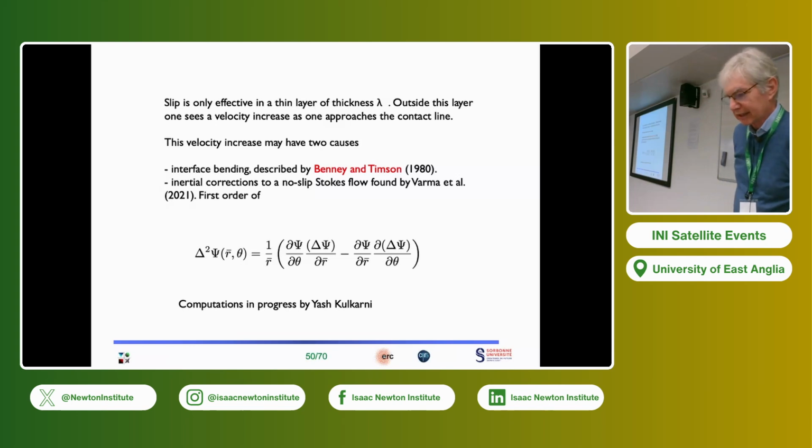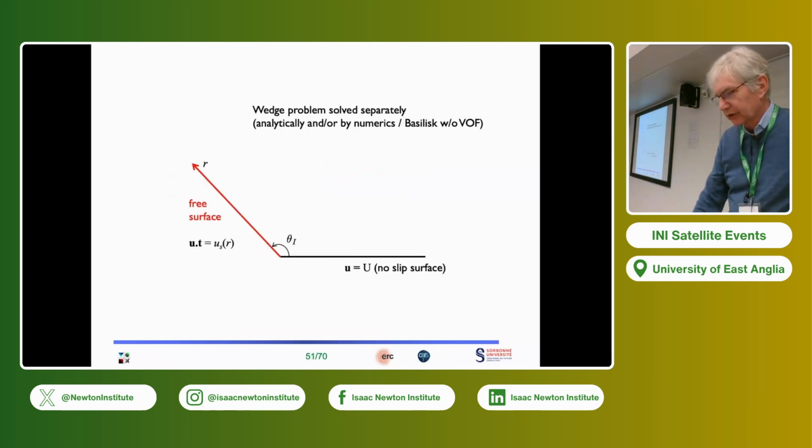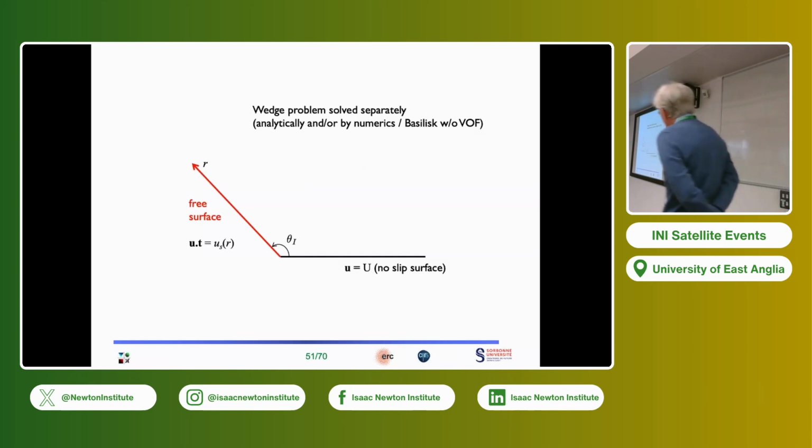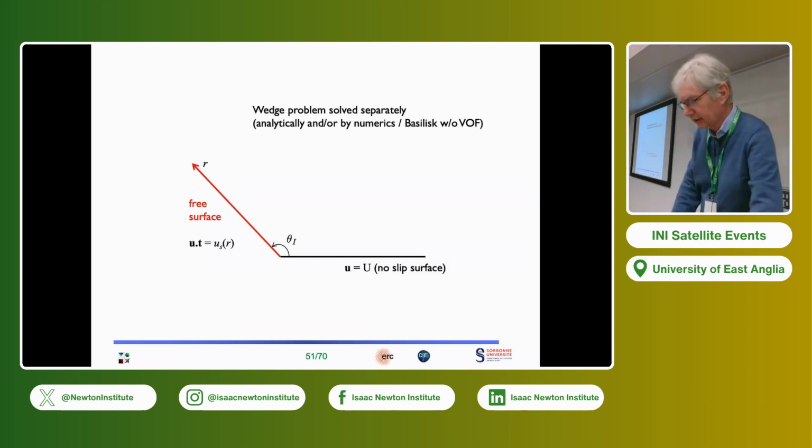So their solution is obtained by starting with the Stokes flow solution and then using it as a first-order perturbation for inertia. So the Stokes flow solution that you get is this. So we first solve separately a wedge problem. In this wedge problem, the velocity is fixed on this line, and here on this red line, you have a free surface. You impose an angle, and so you can solve for Stokes flow or inertially corrected Stokes flow in that case.